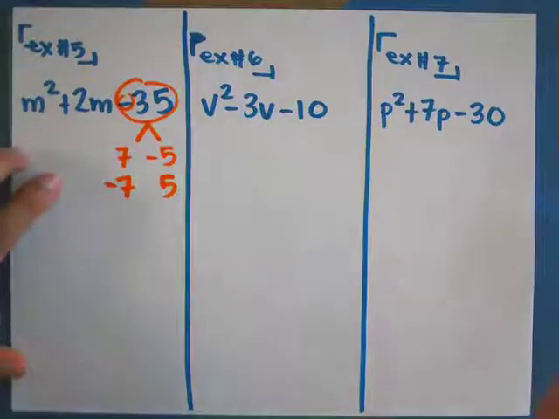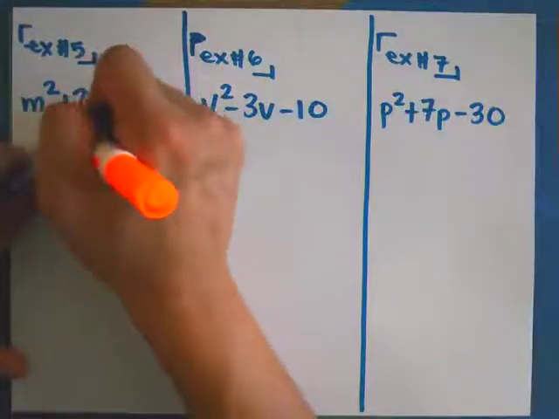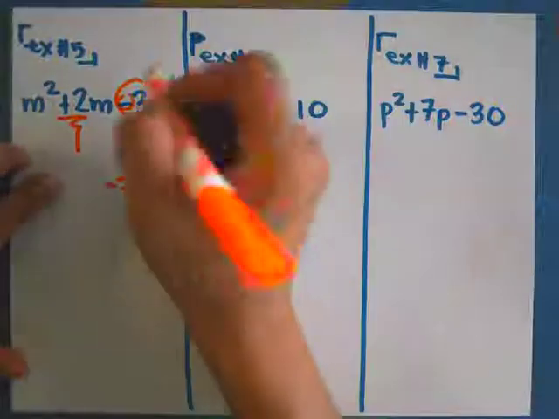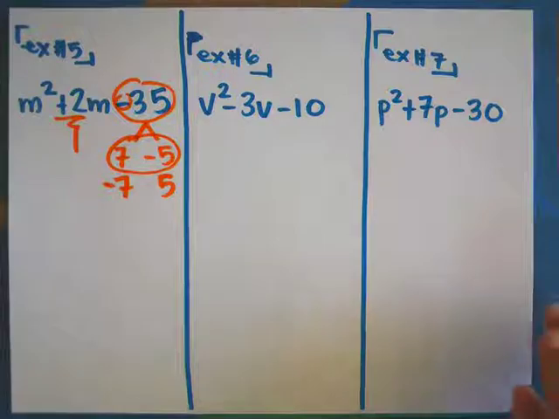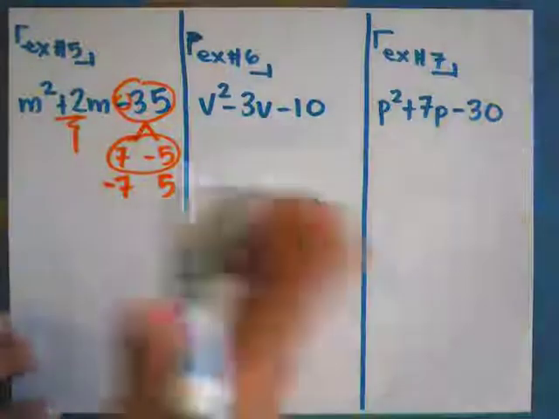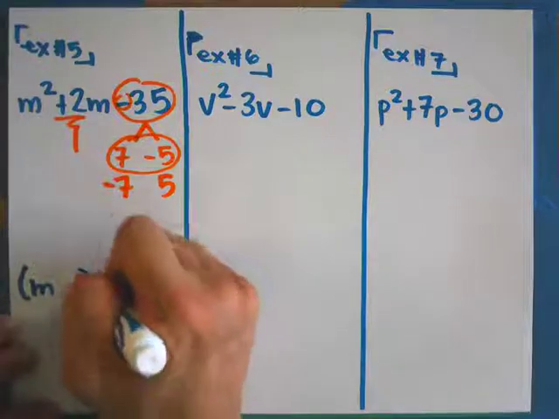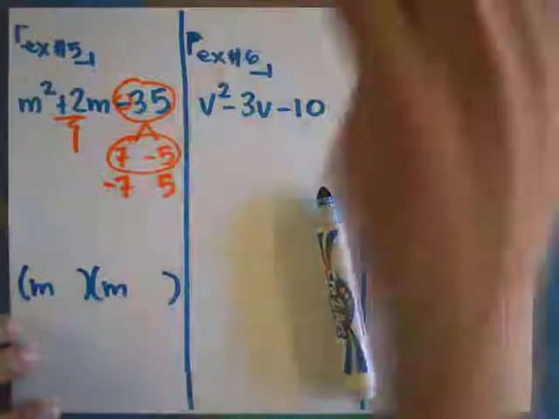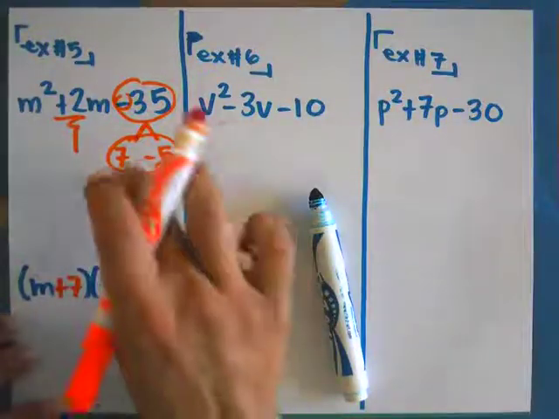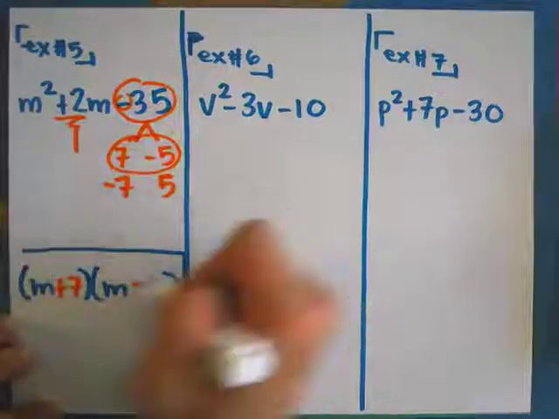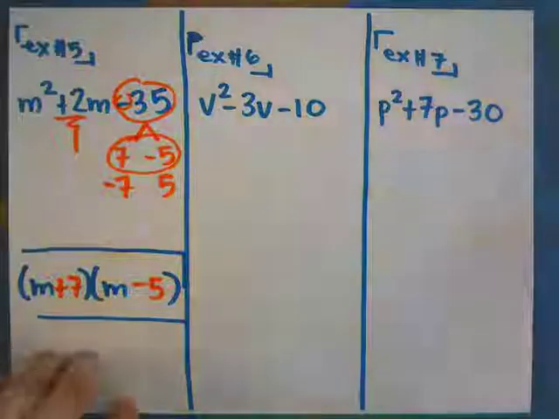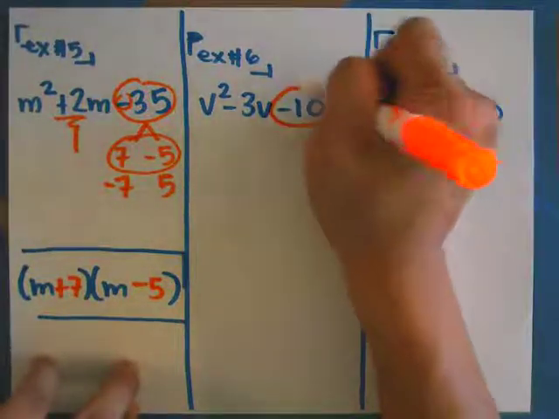But we only want the pair that adds up to positive 2. And I believe the first one adds up to positive 2. If you want to calculate that in your head or in a calculator, 7 minus 5, that's positive 2. So then your final answer, your two factors, are going to be m plus 7, because it's positive 7, and then m minus 5. All right, example 6.